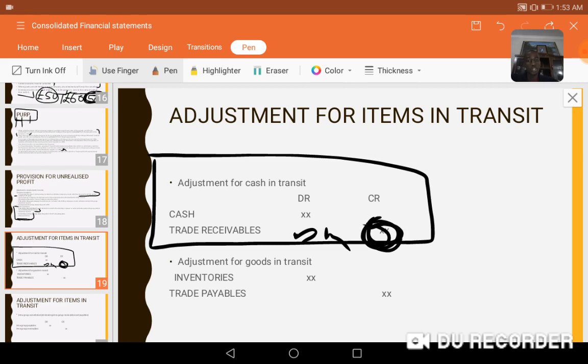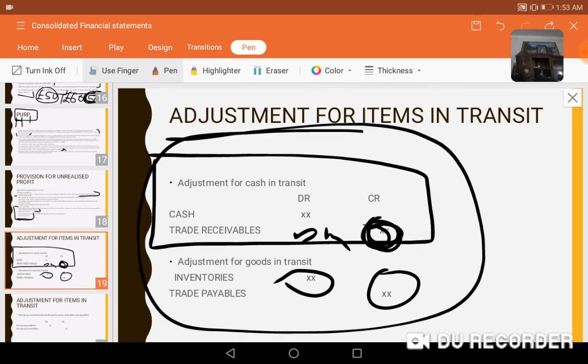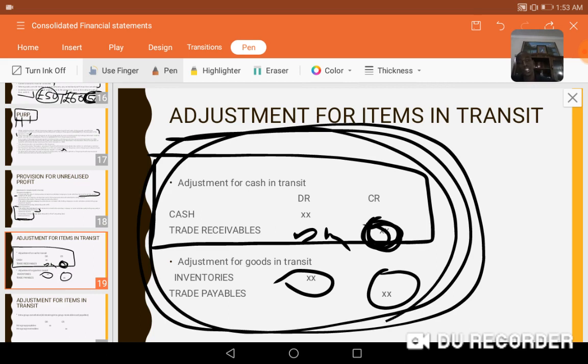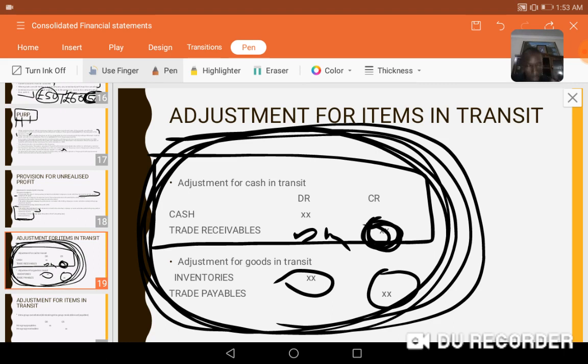Same as the goods in transit, we will capture the value of the goods which are still on the way as inventory and recognize a liability for those goods which we are yet to pay. These transactions, remember, are recorded in the books of the recipient. Mark my words, in the books of the recipient, not the issuer, the recipient.